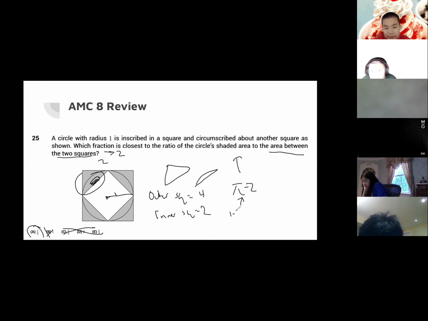So pi minus 2. We can just do a bit of estimation for this one. Pi is about 3.14, this is about 2, 3.14 minus 2 is 1.14. And 1.14 divided by 2 is, of course, very close to 1/2.